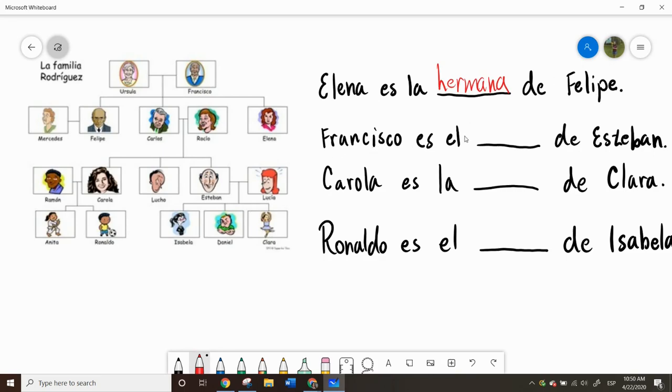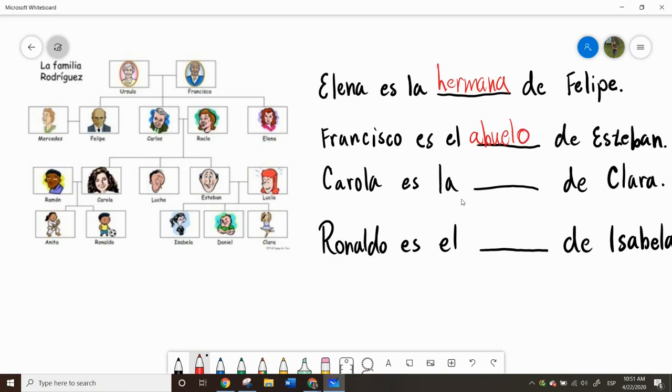All right, let's look at the next one. It says Francisco es el blank de Esteban. So Francisco is up here. Esteban is down here. All right, so how is Francisco related to Esteban? Well, if we start at Esteban and we go up, here's his parents, Carlos and Rocio. And then if we keep going up one more generation, Francisco is the dad of Carlos. Okay, so there's Esteban, his dad, and then his dad's dad. So that means that Francisco is his grandfather. So we're going to say Francisco es el abuelo, the grandfather, not abuela, abuelo de Esteban.